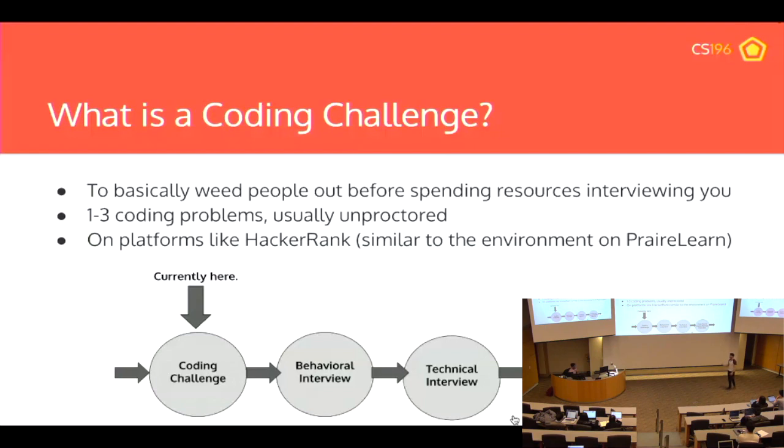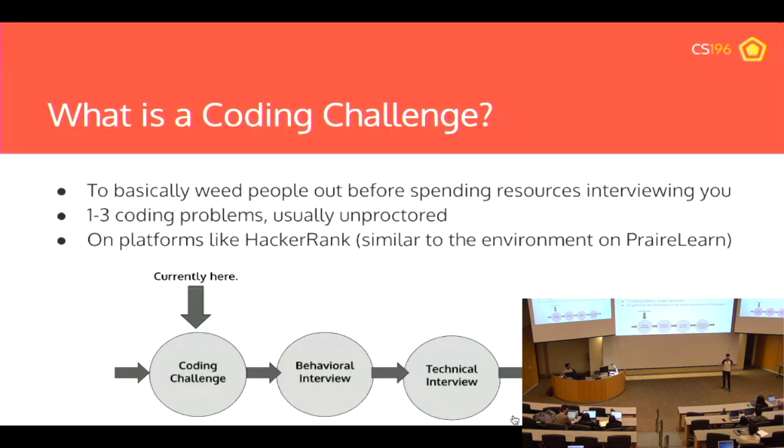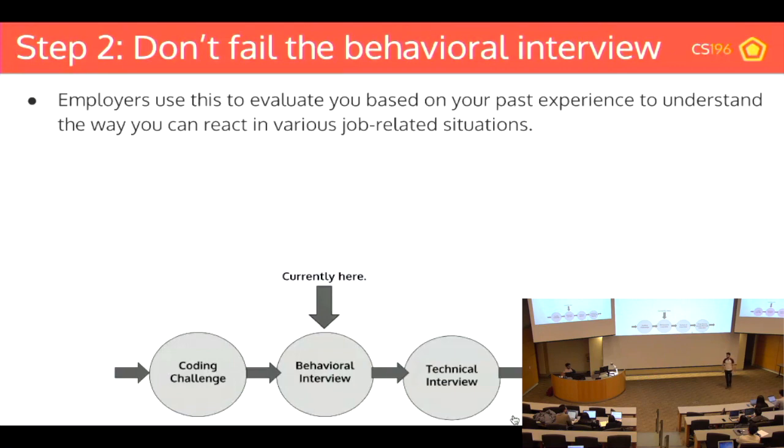So they give these coding challenges to try to weed you out and basically say, if you're not capable of doing this, then we don't even want to bother with you. So they're basically like 1 to 3 coding problems, usually unproctored, and they're on a platform like HackerRank, or you're definitely all familiar with PrairieLearn, just a small contained environment with a problem that you can submit. We'll have more on what kind of questions they like asking a little bit later when we talk about the technical interview. So let's say you pass this coding challenge.